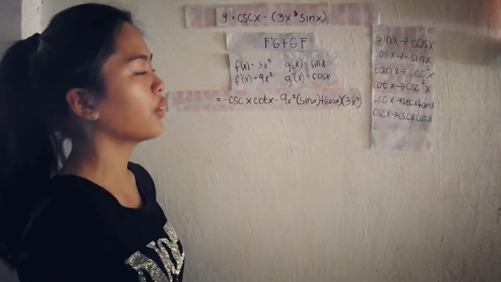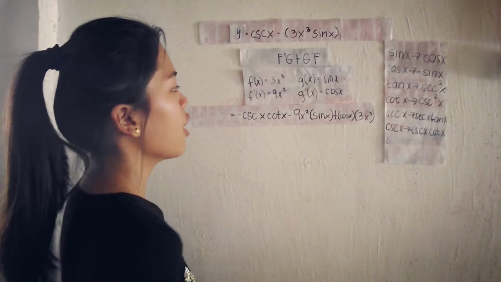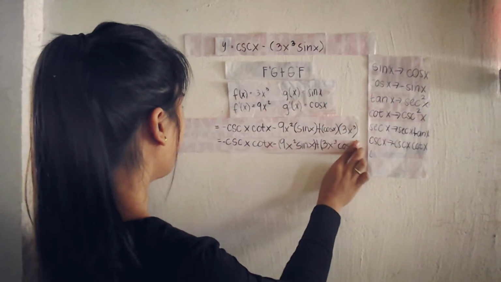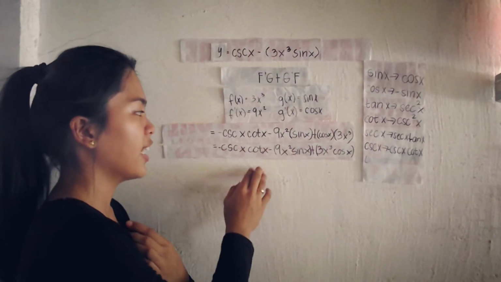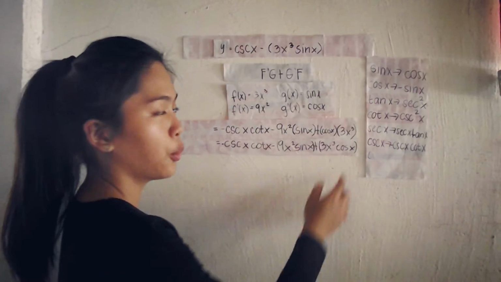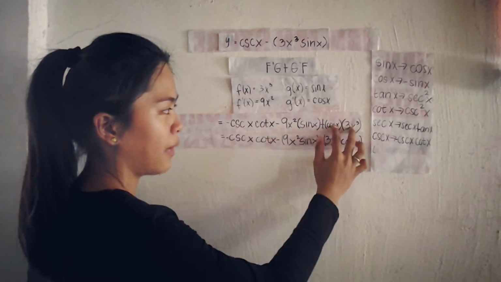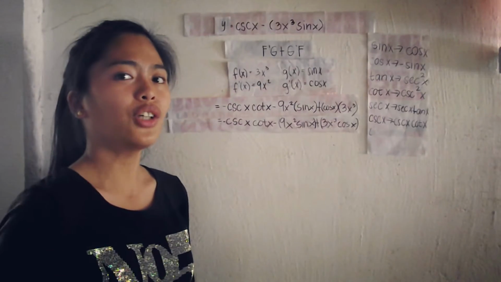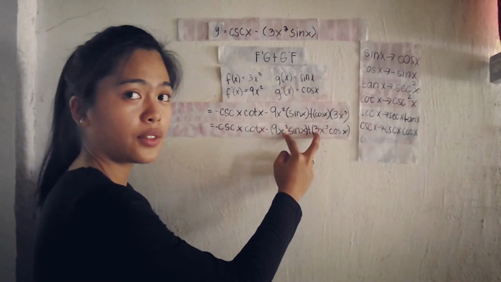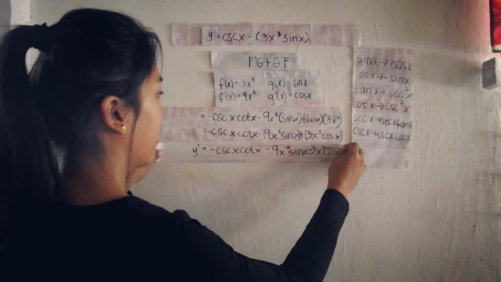The next thing that we are going to do here is multiply this one and this one. So the resulting answer would be negative cosecant x cotangent x minus 9x squared sine x plus 3x cubed cosecant x. As I've said earlier, we just have to multiply these two here and add them both. So the next step would be finding the final answer. Here, you just have to add these two and simplify it. So the answer would be this one.